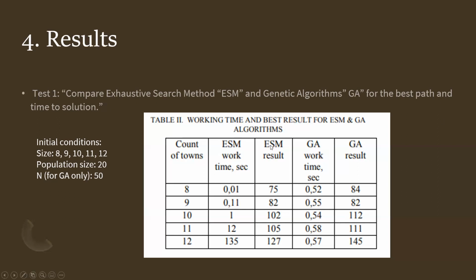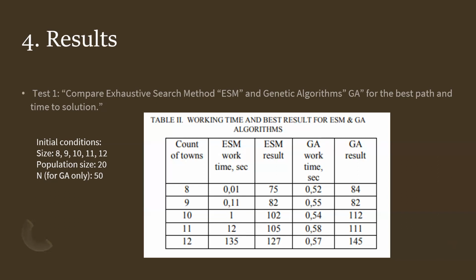So that way we can look at the ESM result as the benchmark. Those are the absolute best answers for those distance matrices. But if you notice here with the exhaustive search method, it grows exponentially. First, it's 0.01 second, then 0.11 seconds, then 1 second, 12, and 135. It grows exponentially. Meanwhile, the genetic algorithm works on a time complexity of n. It's very close to linear in that regard.